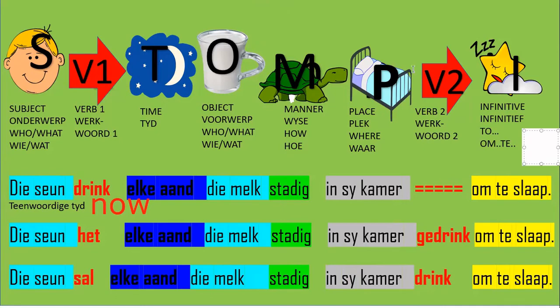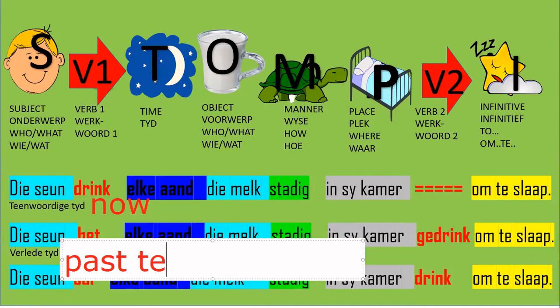Dan het ons nog enetjie. Wat is ons volgende sinnetjie? Verlede tyd. So hierdie sinnetjie nommer 2, die seun het elke aand die melk stadig in sy kamer gedrink om te slaap, is verlede tyd. Past tense. Let's write it down. Verlede tyd.